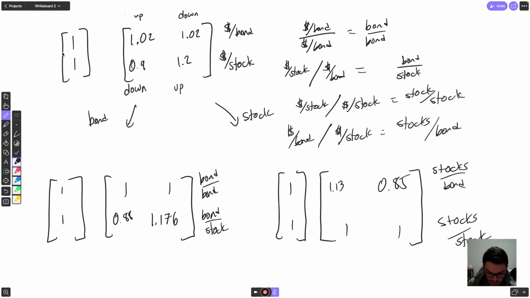Now here, we'll stop, and in the next video we'll pick up where this left off. But now you can see we just have the same matrix, written in terms of something else, right? We can think of this as changing our numeraire.